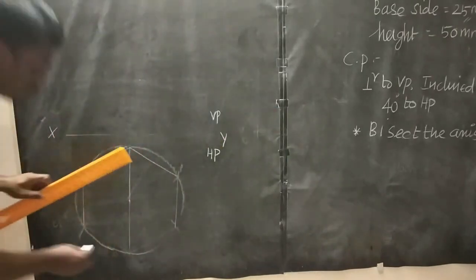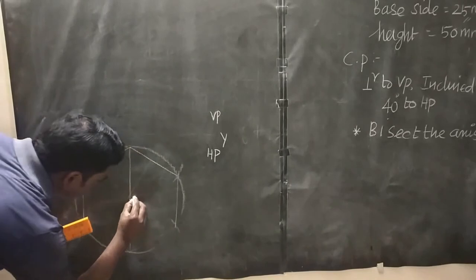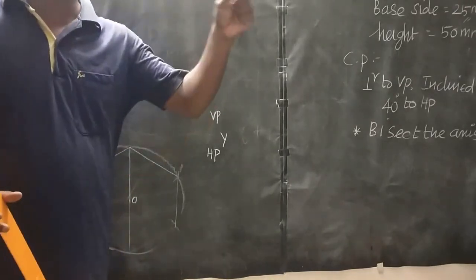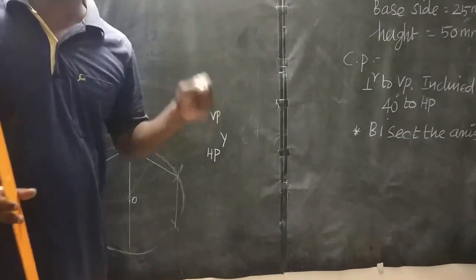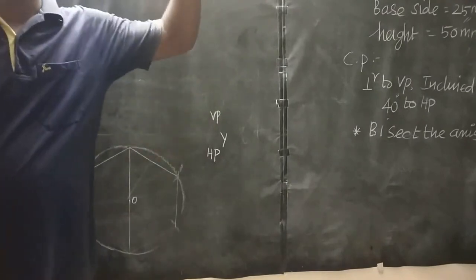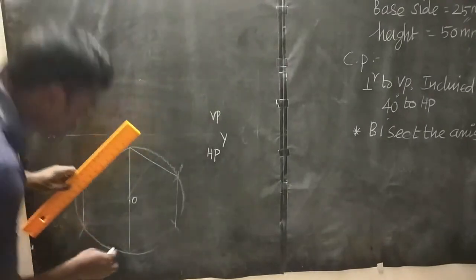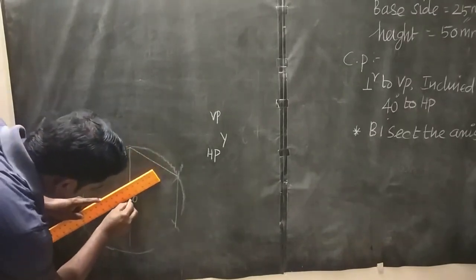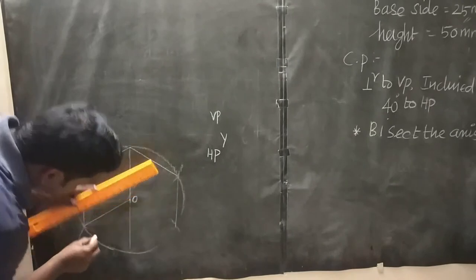So this is your apex. In a pyramid, the top end seems as a single point, and that point is called the apex. In your top view, the apex is also visible. After locating point O, connect point O with all the vertices by straight lines.